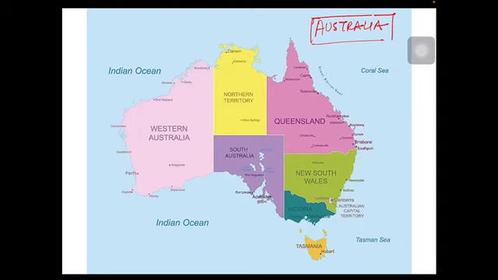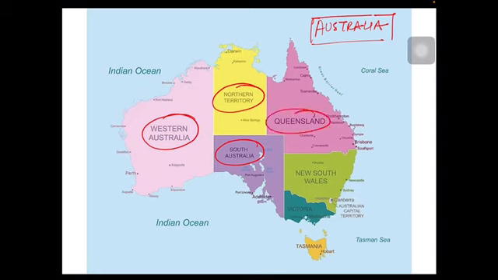In this map, you can see that the major provinces of Australia are Western Australia, Northern Territory, South Australia, Queensland, New South Wales, Victoria, and Tasmania.